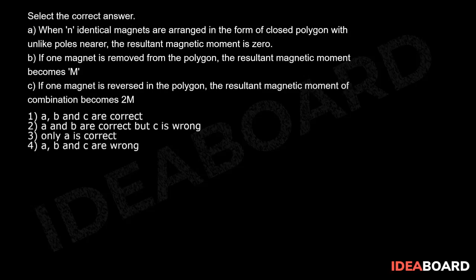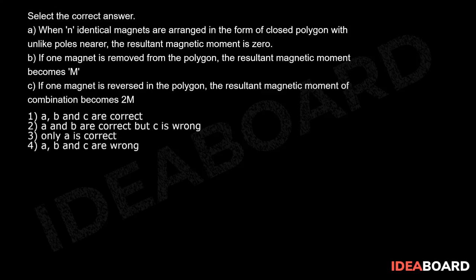Select the correct answer. A. When n identical magnets are arranged in the form of a closed polygon with unlike poles nearer, the resultant magnetic moment is 0. If one magnet is removed from the polygon, the resultant magnetic moment becomes m. If one magnet is reversed in the polygon, the resultant magnetic moment of the combination becomes 2m.